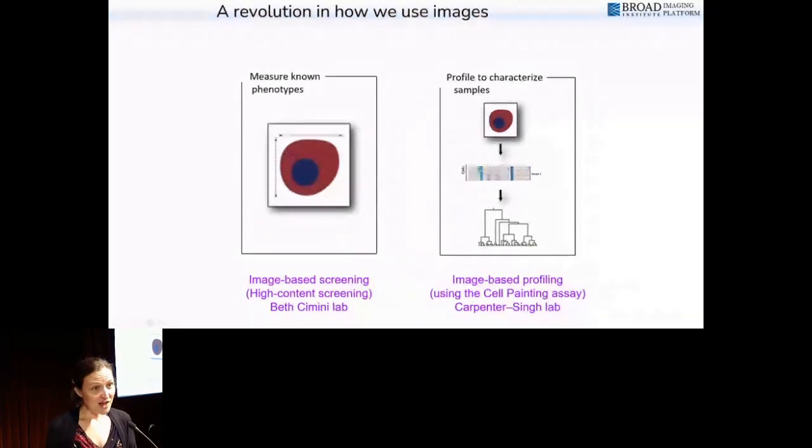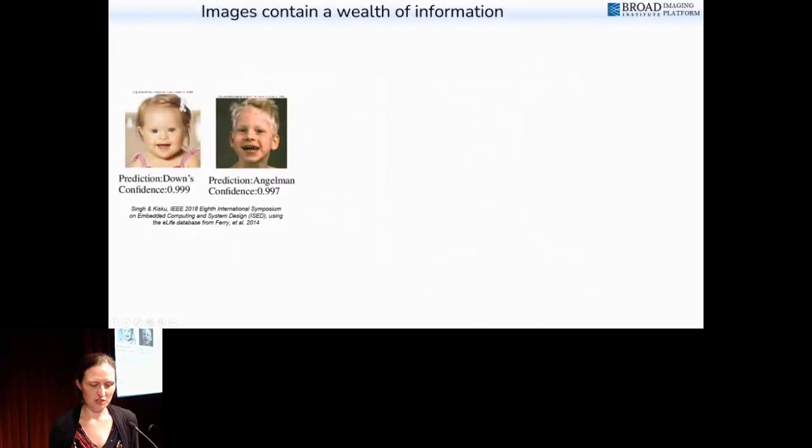So what I'm going to talk about today is what the Carpenter-Singh lab has been working on for about the last decade or so, but it has really gained momentum in the past few years. That's using images as a quantitative data source that represents cell state, and we call this image-based profiling. In image-based profiling, we often use the Cell Painting assay, which I'll describe in a second. The idea is that you capture all the information that you can out of the image and use it as a quantitative description of the image. There are all kinds of neat things you can do with that.